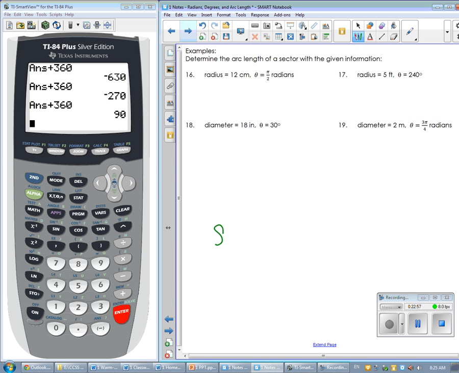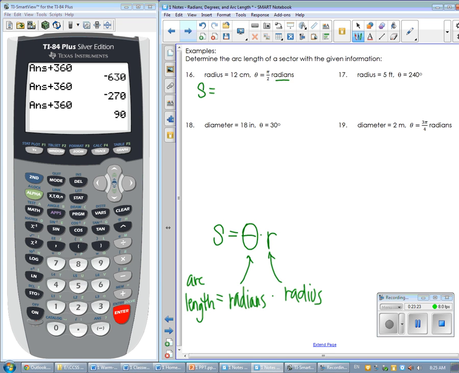So we said that arc length is equal to theta times r, where theta is measured in radians. And r, again, is our radius, and s is our arc length. Okay, so if I take a look at number 16, if I want to find the arc length of a sector that has this information, I know that s is going to equal theta. Notice how theta is measured in radians. Now you may not always see the word radians next to the angle measure, but if you see a pi, that's sort of the giveaway that it's measured in radians. So it's in radians, so I don't need to change anything.